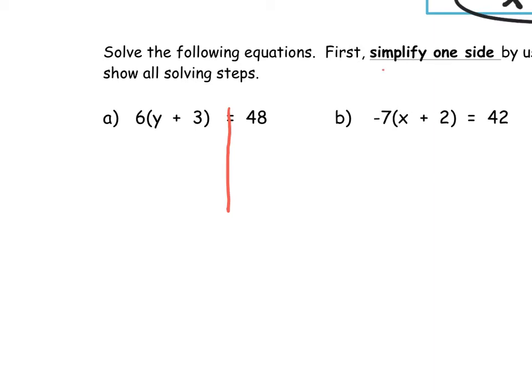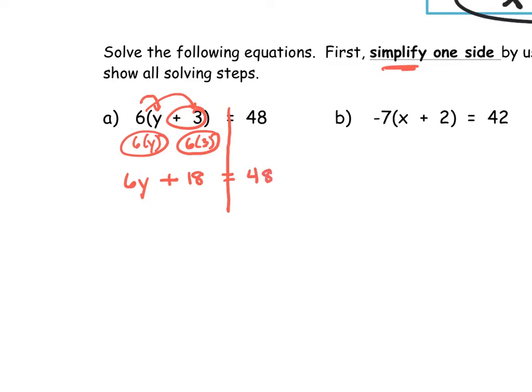And it tells us to simplify one side. So 6 times y, this is what we're doing if you recall. Okay, we're multiplying 6 times y, that's 6y. And then 6 times positive 3. Again, this is 6 times 3, and that's going to be 18. It's positive 18, so I'm going to write that as plus 18. And then we just drop down that 48, which is waiting for us to simplify the left side.